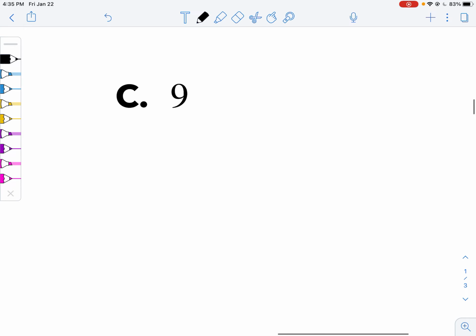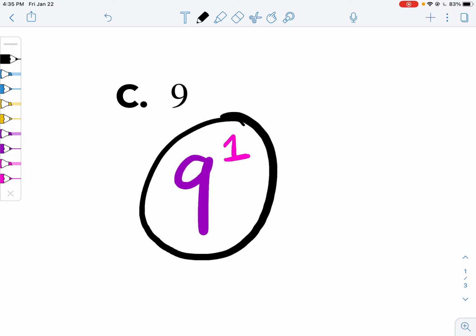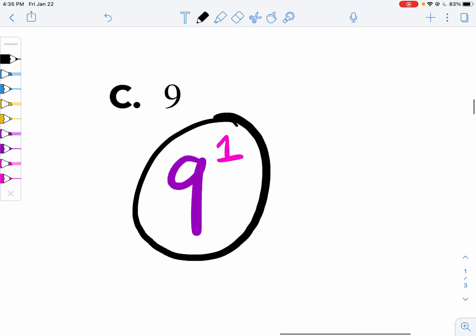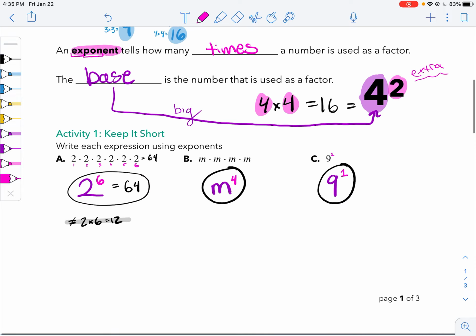And look at this guy. What are we multiplying? We're multiplying 9. How many times are we multiplying 9? Once. So it's 9 to the 1st power. So whenever you see a number by itself, you can be like, oh, there's a hidden little 1 in the exponent. Yeah. There you go. So you got bases, you got exponents.